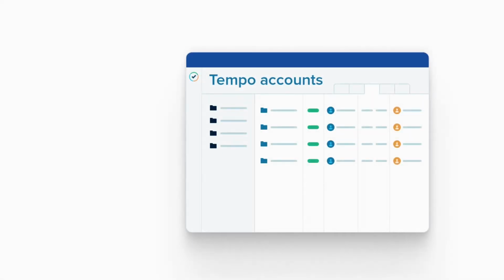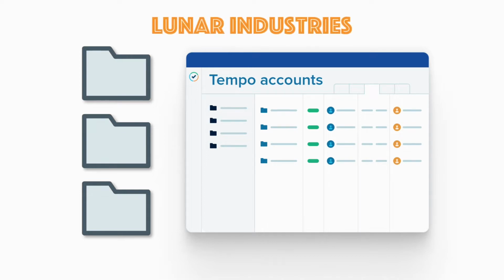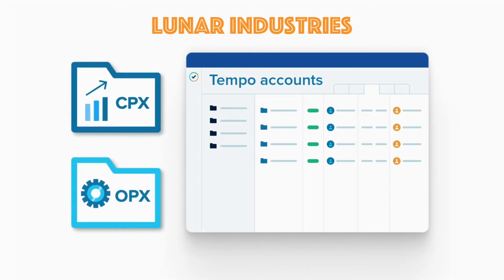Tempo accounts are like a high-level organizer for categorizing all the time that is logged by your employees using Tempo Timesheets. Here at Lunar Industries, we use Tempo accounts for tracking all of our time, including that spent on work that's considered as capital expenditures, known as Capex, and also work that's considered as operating expenses, known as Opex.